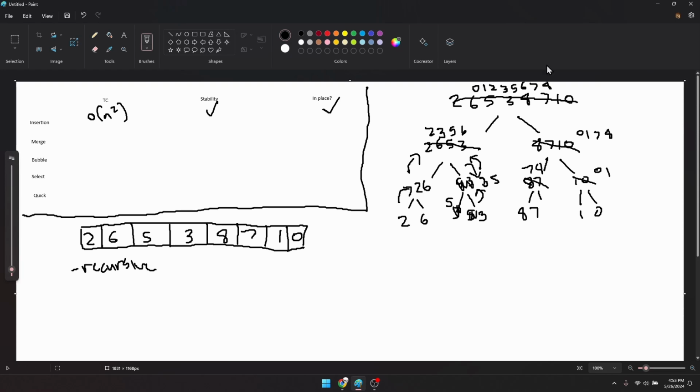So the time complexity for merge sort is going to be O(n log n), making it one of the faster sorting algorithms.